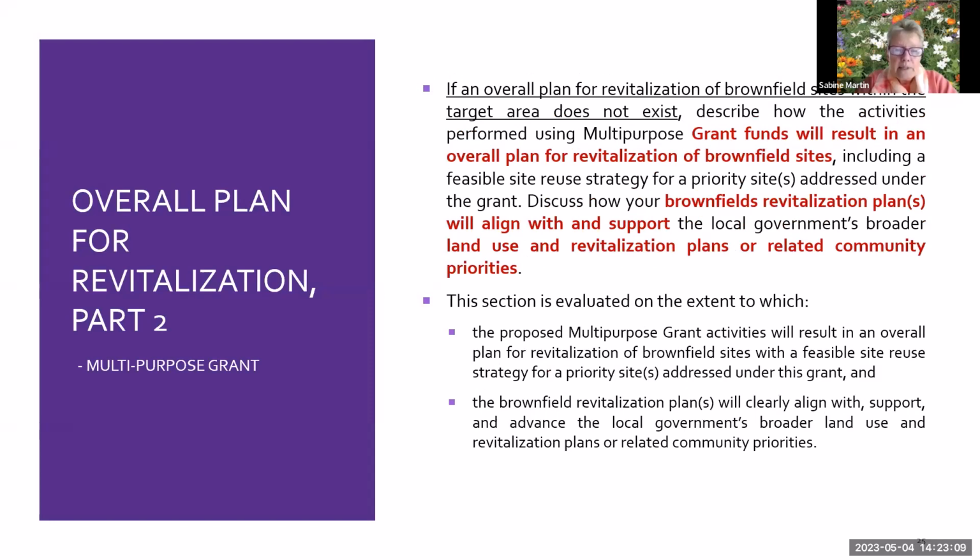So also for the multi-purpose grant, there is another option for this question that you need to answer here. If you don't have an overall plan for revitalization of the brownfield sites within that chosen target area, then you need to describe how the activities that you will perform under the grant once you get it will result in an overall plan for revitalization of brownfield sites.